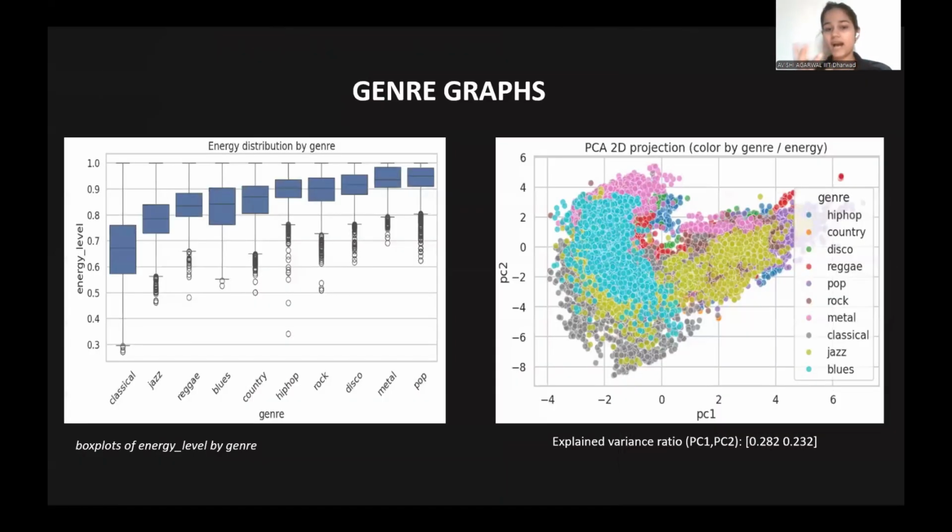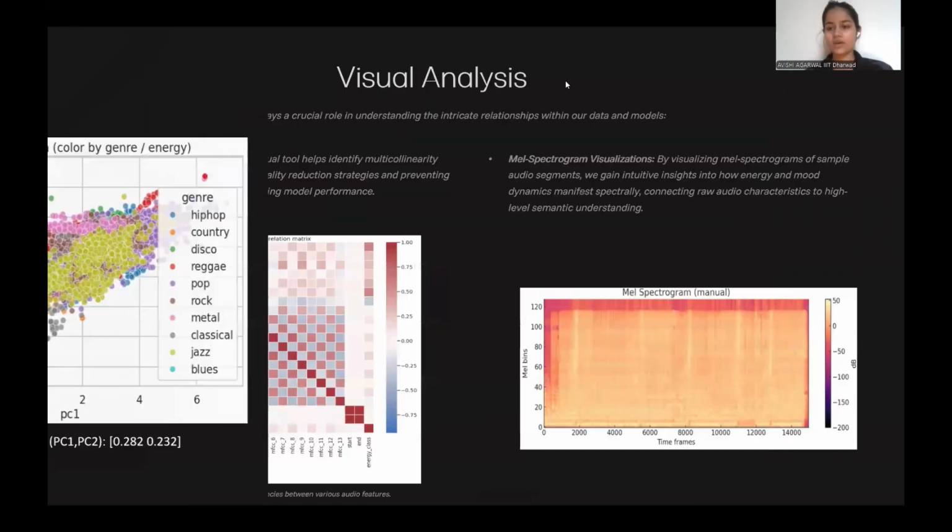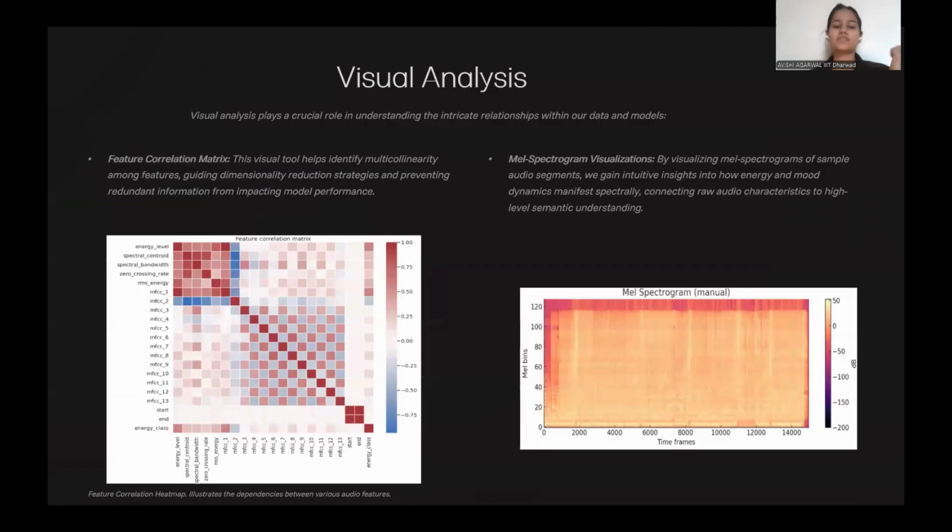Moving on to the graphs, this is a genre graph, which has a variety of genres within it and the energy level being compared for each genre. This is a PCA graph where we have PCA 1 and PCA 2 for genre versus energy levels. Moving on to visual analysis, we have the feature correlation matrix, which helps us to know how important each feature is, which features to consider, and which features to remove.